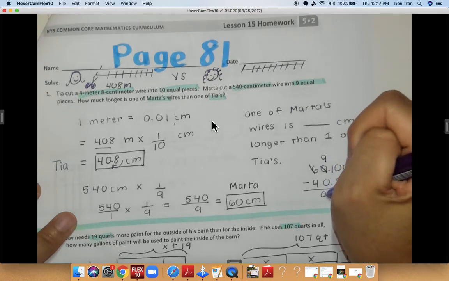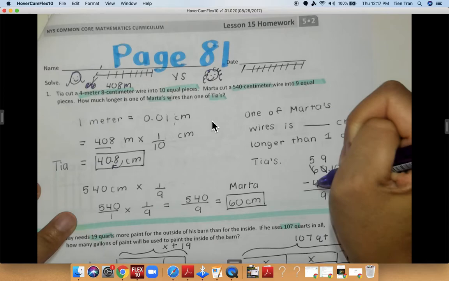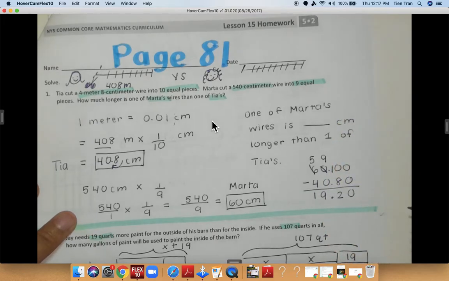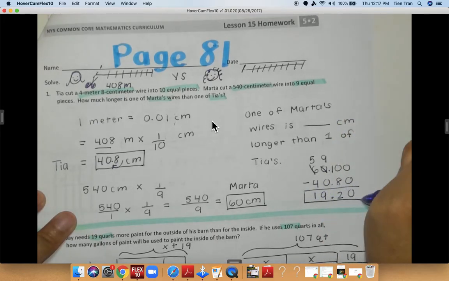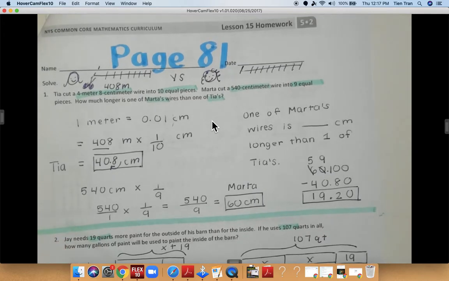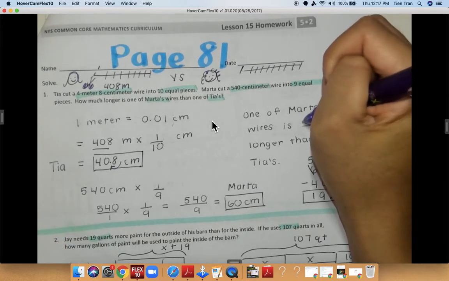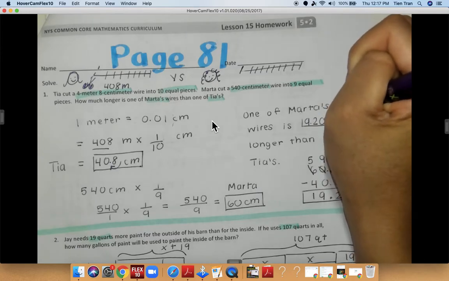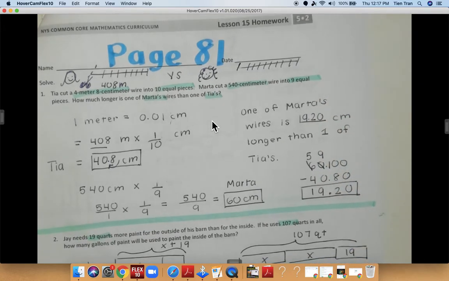9 minus 0 is equal to 9. 6 changes to a 5. 5 minus 4 is equal to 1. So my final answer is 19.20 centimeters long. So I'm going to write that down, 19.20 centimeters longer than one of Tia's.